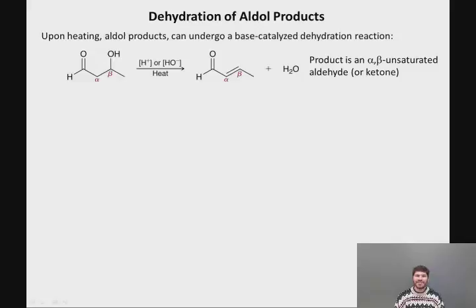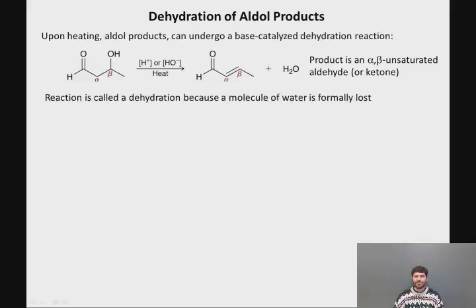beta-hydroxyaldehyde in this case, and when you heat it up, the OH at the beta carbon goes away, one of the H's at the alpha carbon goes away, and we form a double bond between the alpha and beta carbons. And this product is called an alpha-beta unsaturated aldehyde, or ketone if you were starting with a ketone. And this reaction is called a dehydration because a molecule of water is formally lost.